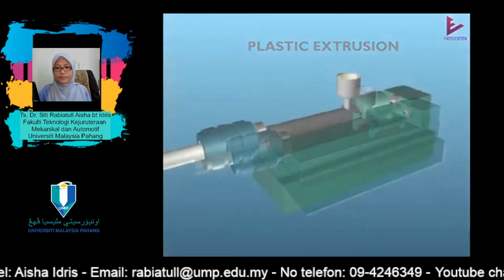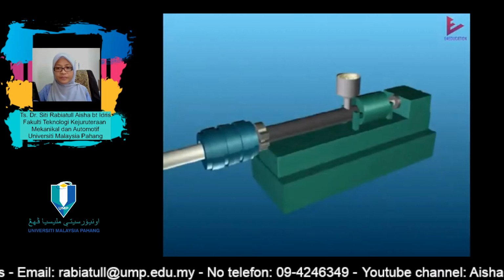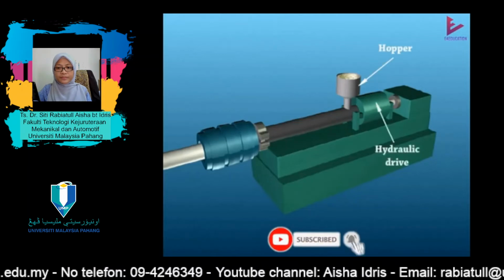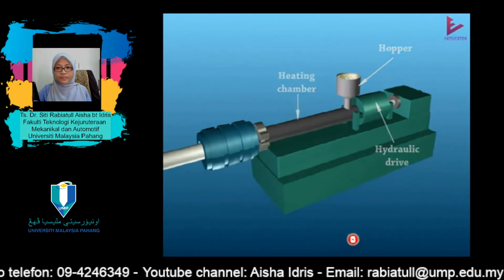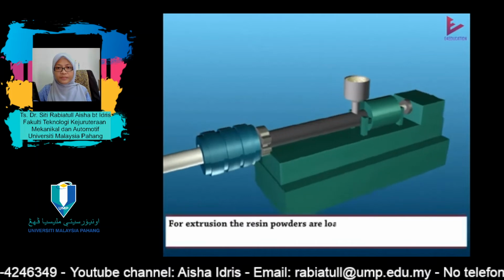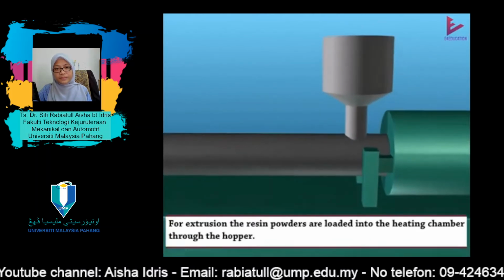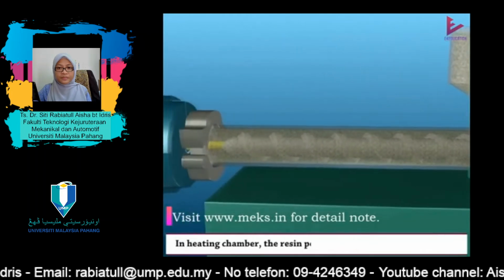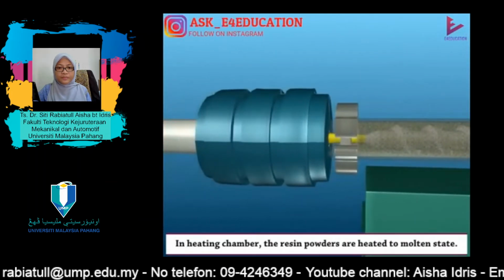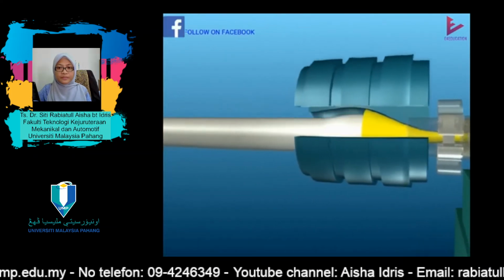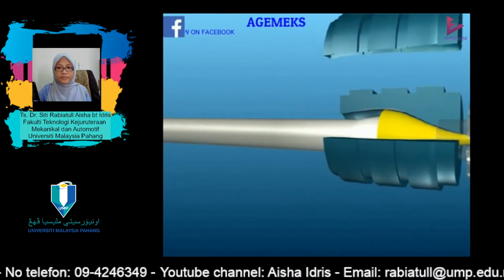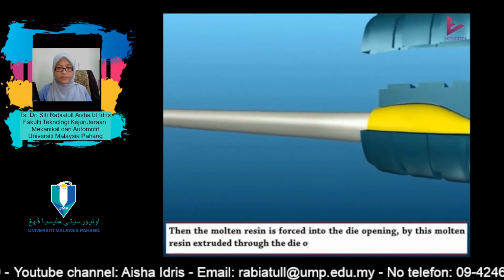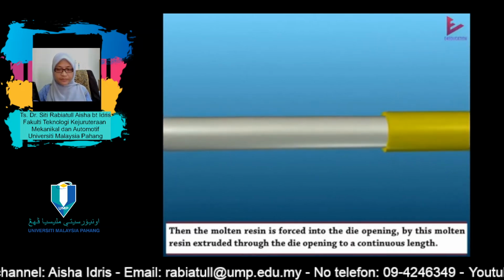Plastic extrusion. This video shows how plastic parts are made by the extrusion process. A typical plastic extrusion machine has hopper, hydraulic drive, heating chamber, die, and mandrel. For extrusion, the resin powders are loaded into the heating chamber through the hopper. In the heating chamber, the resin powders are heated to a molten state. Then the molten resin is forced into the die opening and extruded through the die opening to a continuous length.